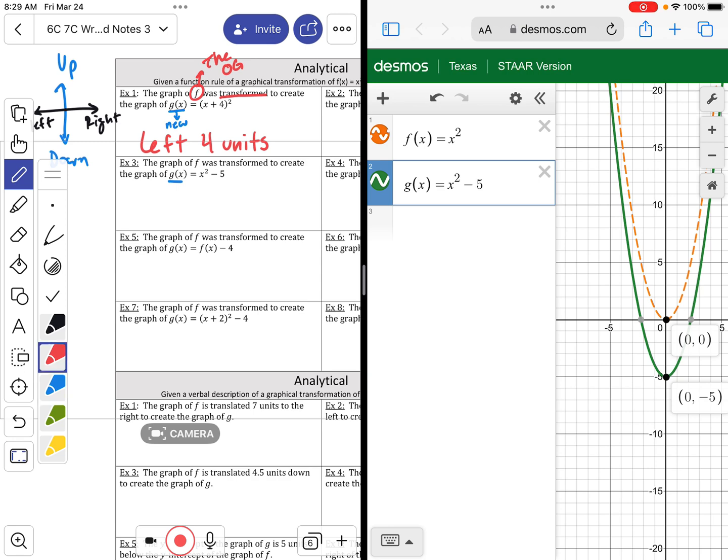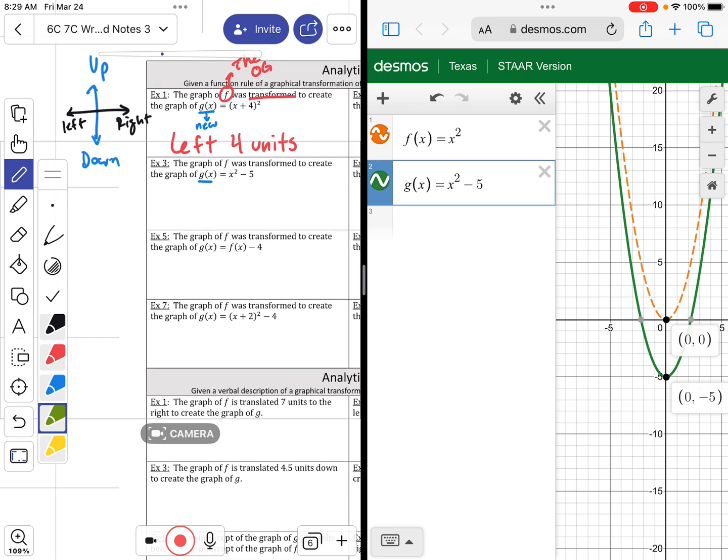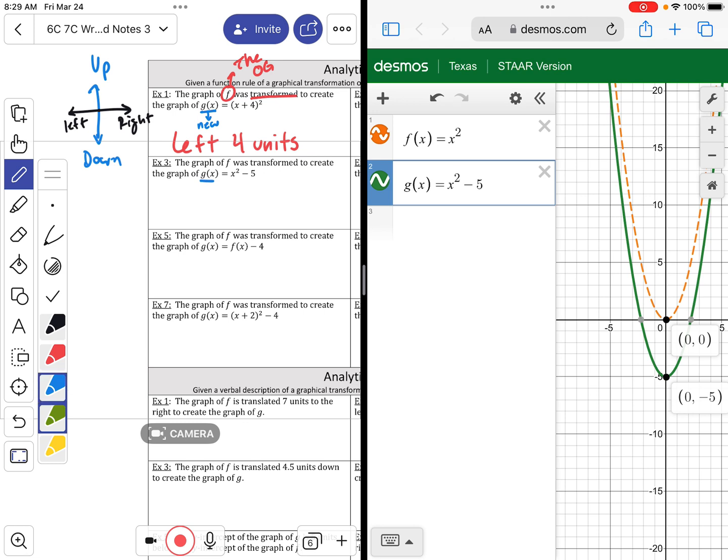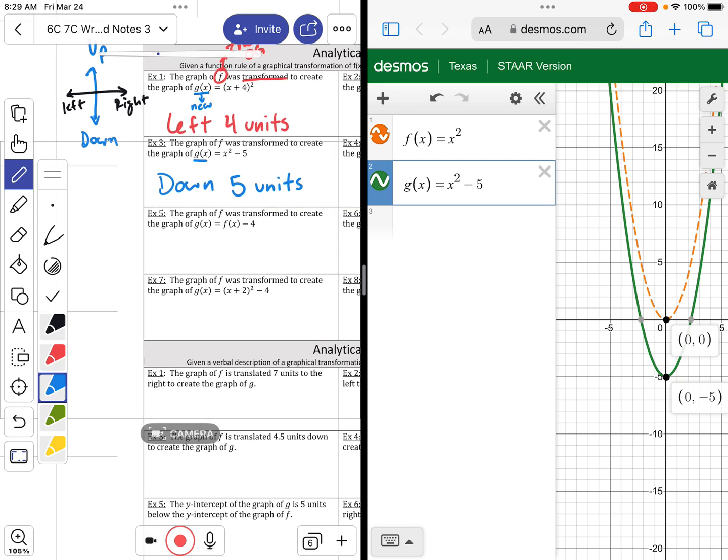From orange to green, what is the descriptor we're using? Up, down, left, right. Hopefully you said down. Down how many units? 5 units. We went 5 units down. Good. Now let's do number 5.